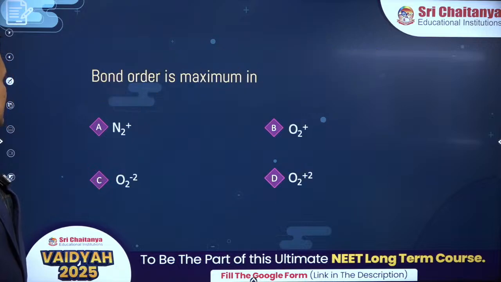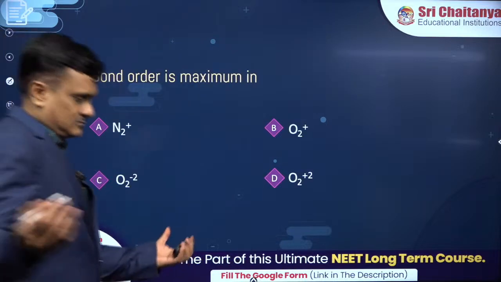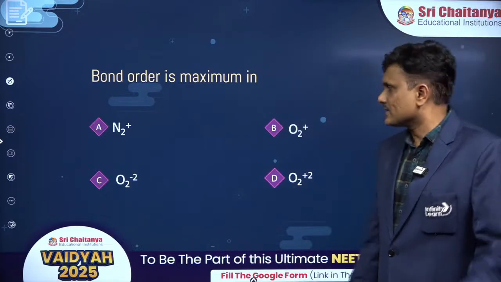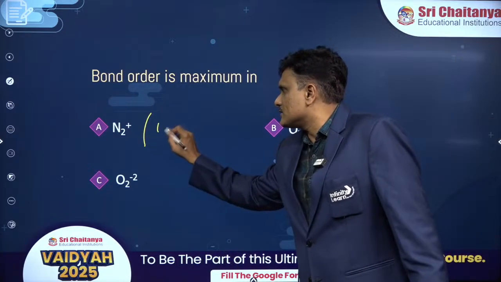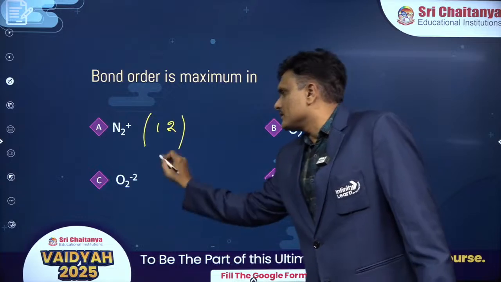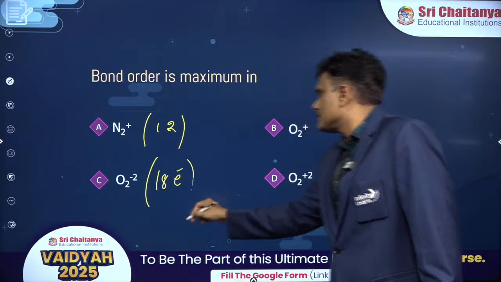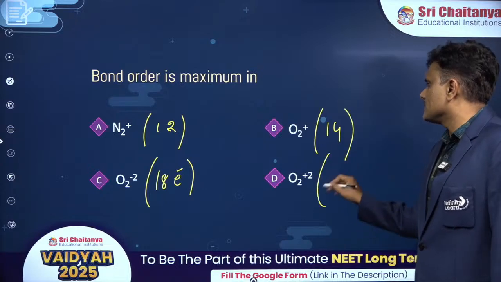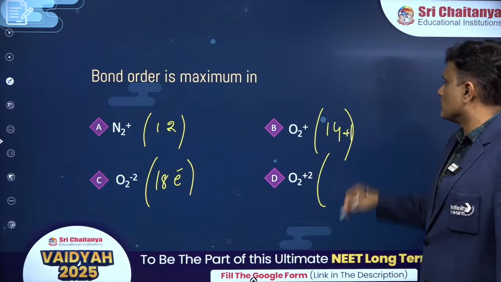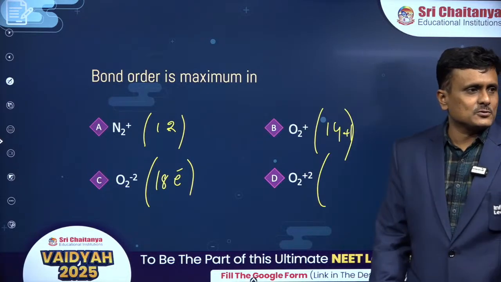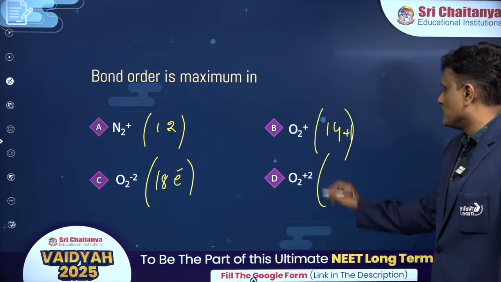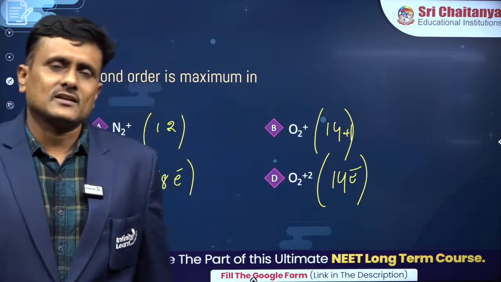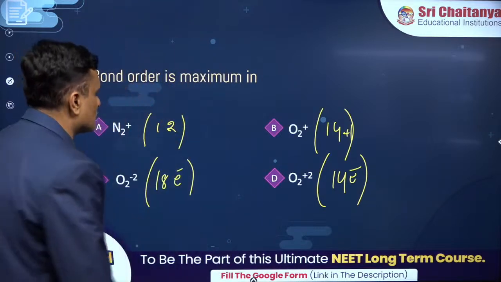Question 3. Bond order. We know electrons increase, bond order decreases. Simple formula, right? So you have only 12 electrons. Here you have 18 electrons. Here you have 14 electrons. Simply you can do this, right? 14? No, 15. O2 plus, no. O2 plus 2, you got the answer here. O2 plus 2 is a 14 electron system. 14 electron means what? Nitrogen, you know that, right? N2.